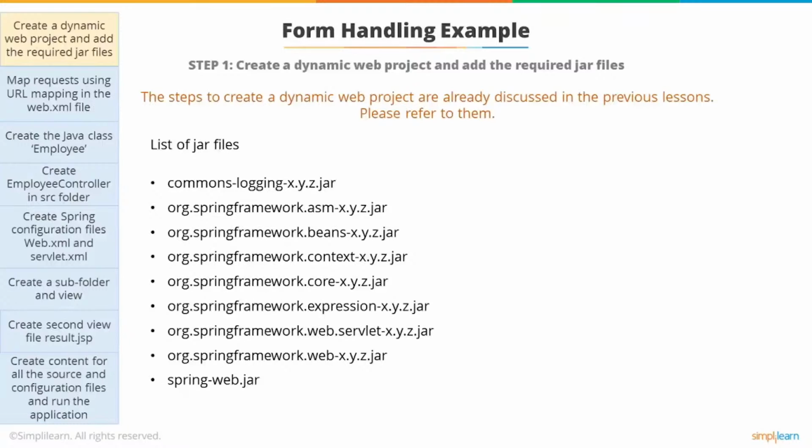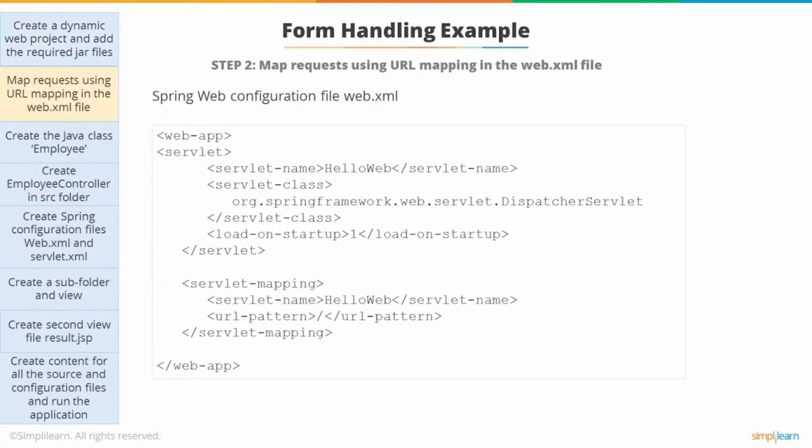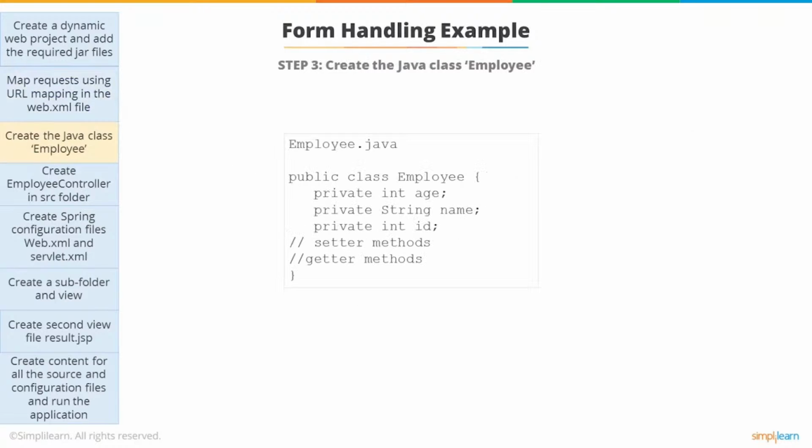Now we create a dynamic web project and add the required jar files: Commons Logging, Spring Framework AOP, ASM, Beans, Context, Core, Expression, Web Servlet, Web, and Spring Web jar. We then define the Spring web configuration file web.xml, where we set up the dispatcher servlet. We give the servlet name as HelloWeb. We then set up the Employee class with age, name and ID.